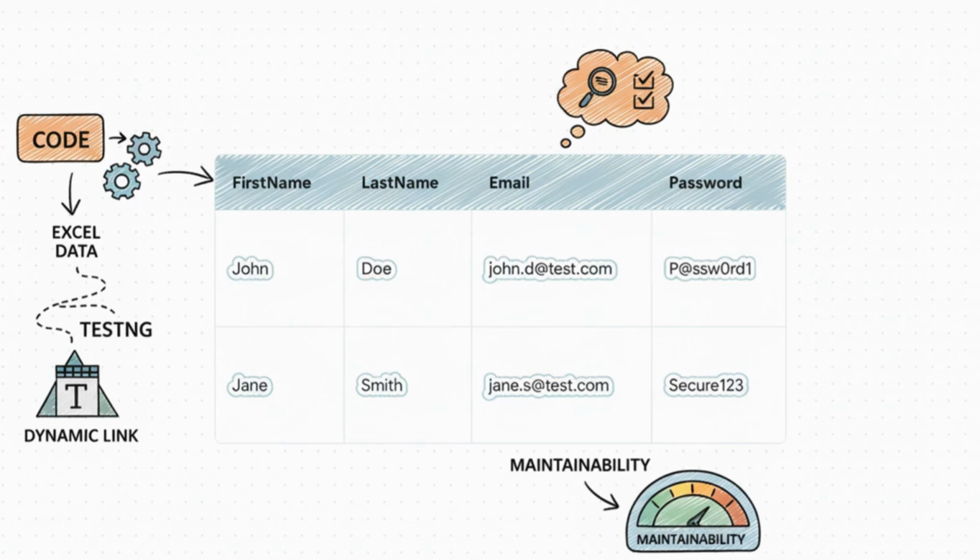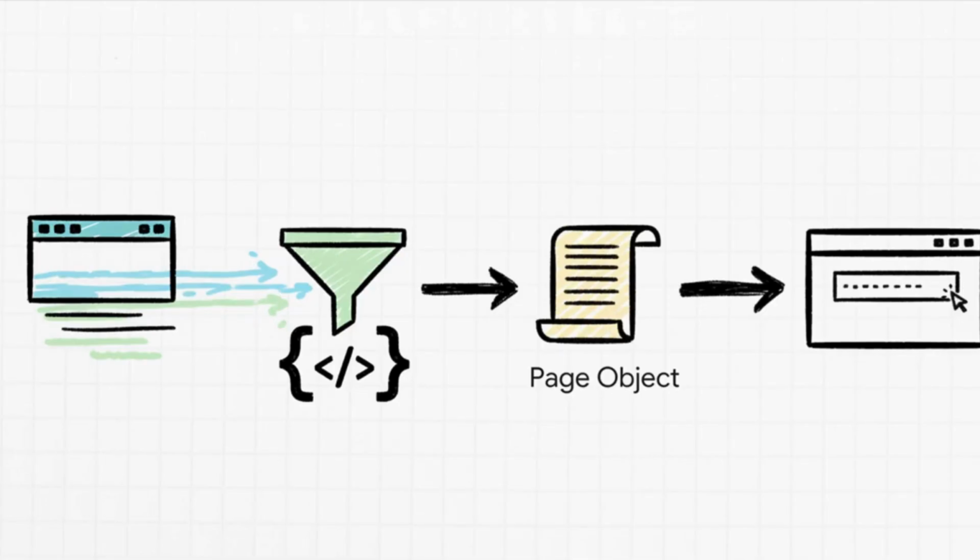See how that works? And finally, where does that data actually go? It gets passed as parameters right into our test. And the test then uses that data to interact with the application, telling it what to type into the username field or which password to use. The entire flow is connected, it's clean, and it's completely data-driven.